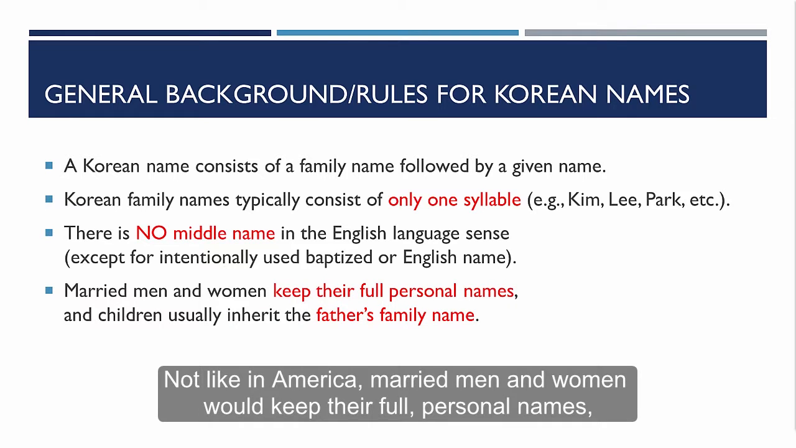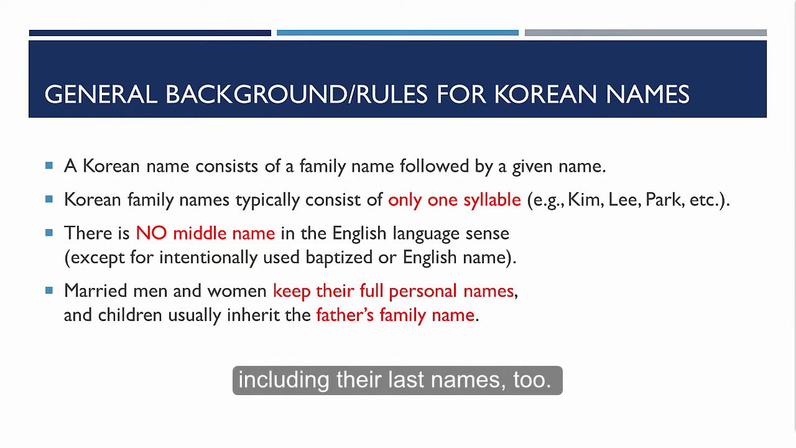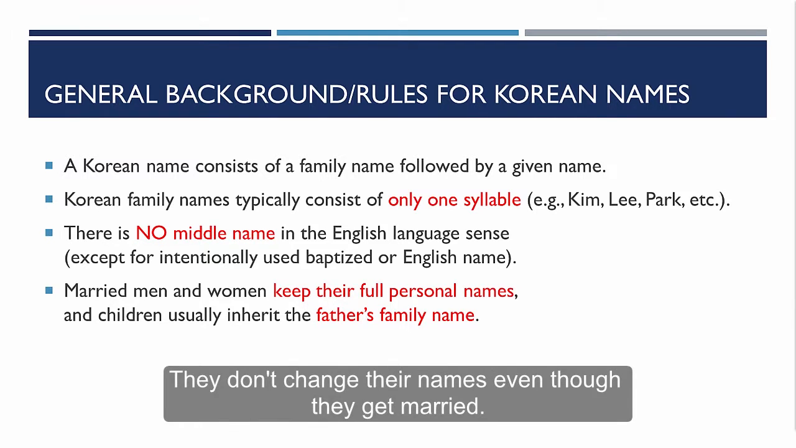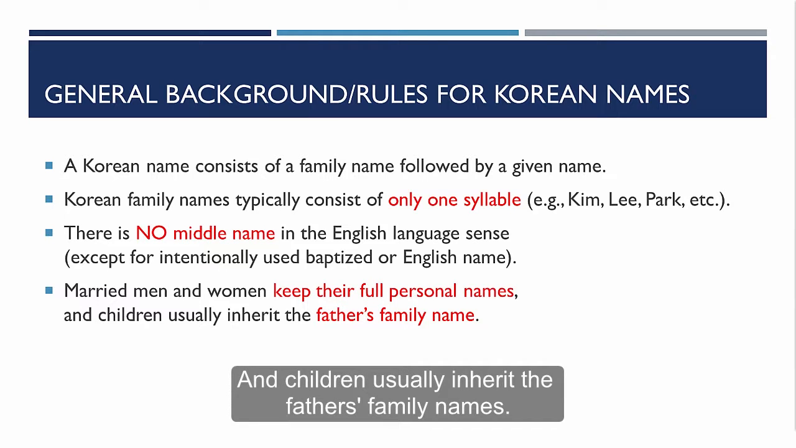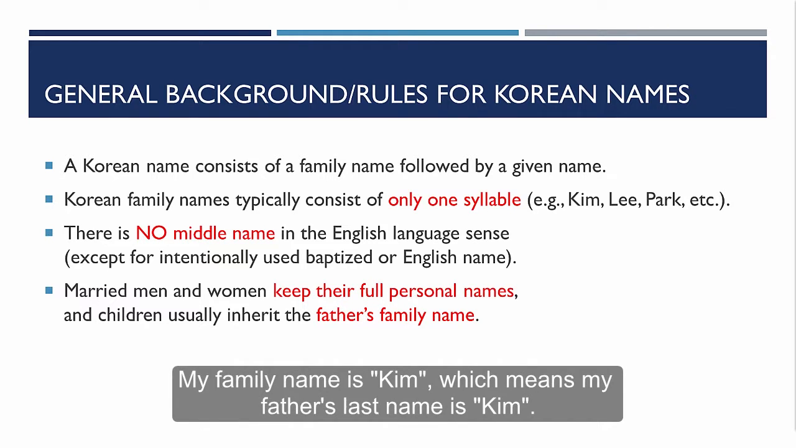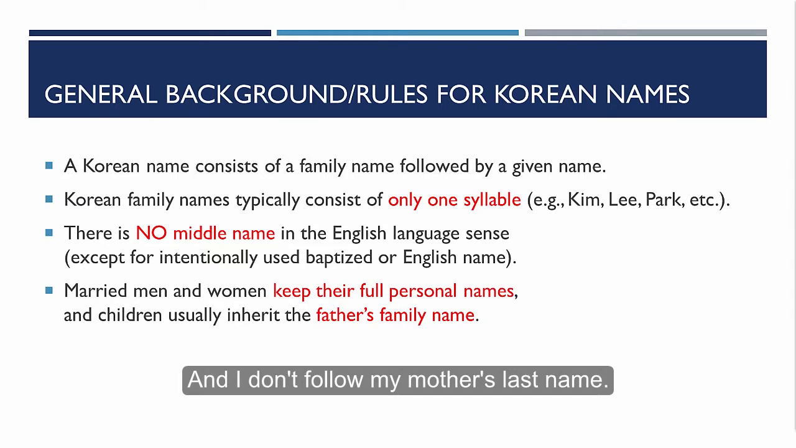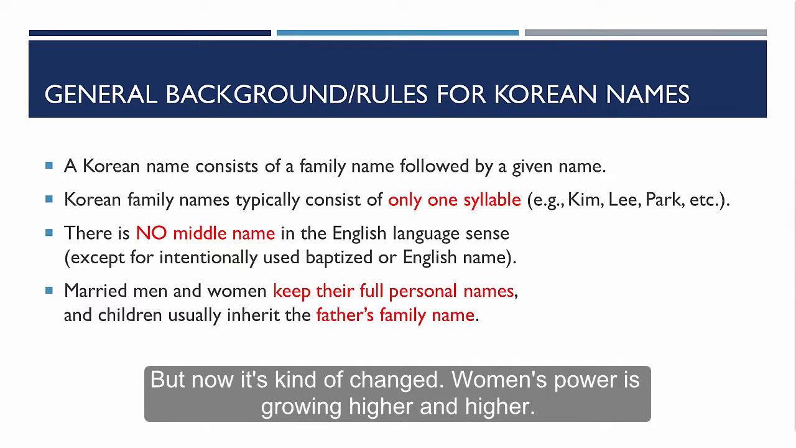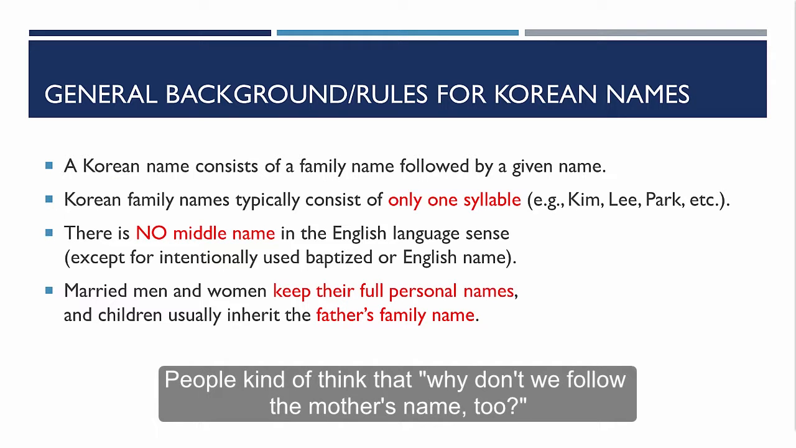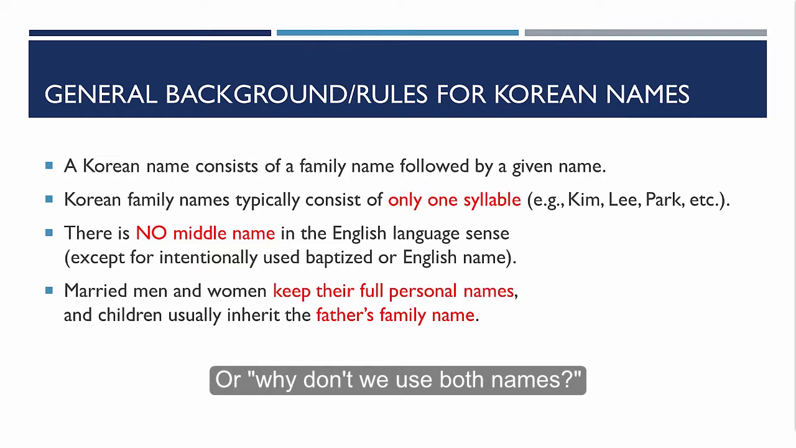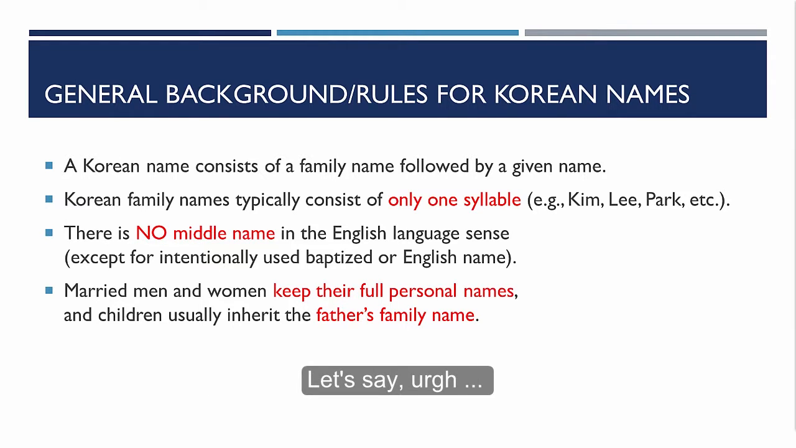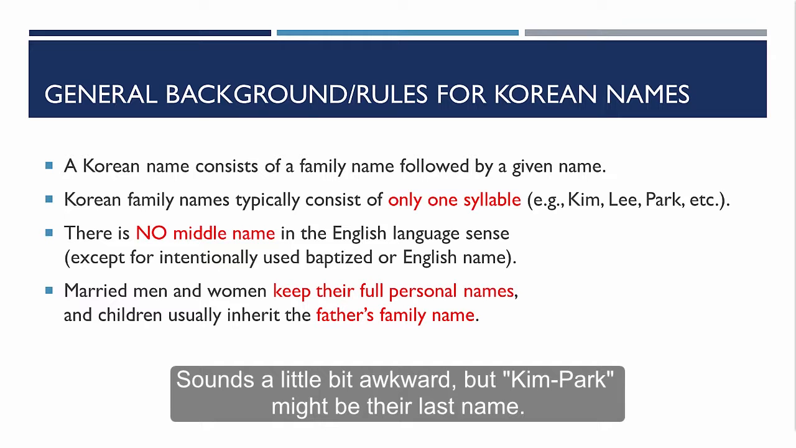Not like America, married men and women keep their full personal names, including their last names. They don't change their names even though they get married. And children usually inherit the father's family name. My family name is Kim, which means my father's last name is Kim, and I don't follow my mother's last name. But nowadays it's changed. Women's power is growing higher and higher, and people think, why don't we follow the mother's name too, or why don't we use both names? It sounds a little bit awkward, but Kim Park might be their last names, like that.